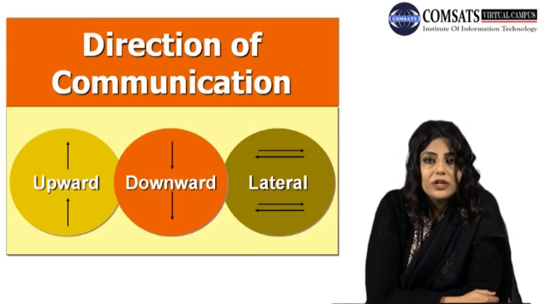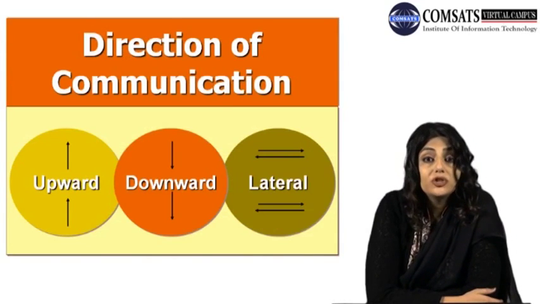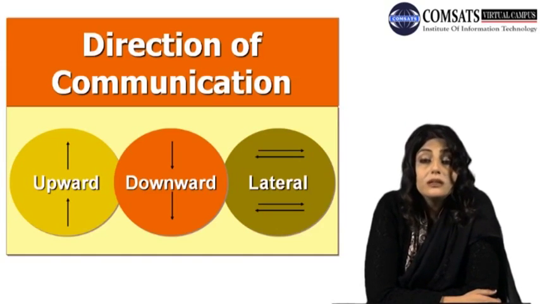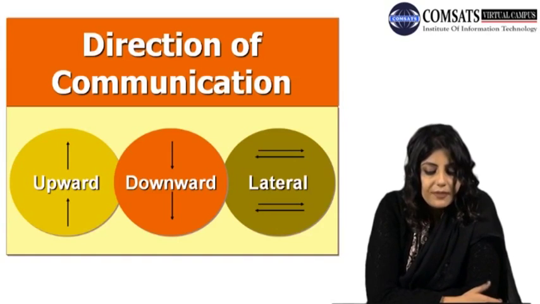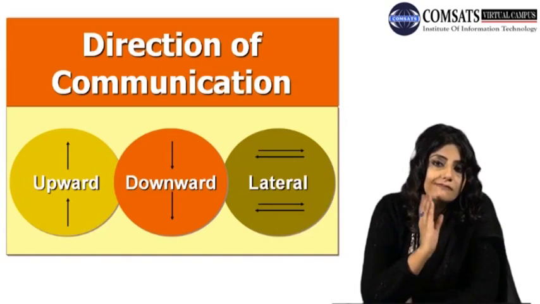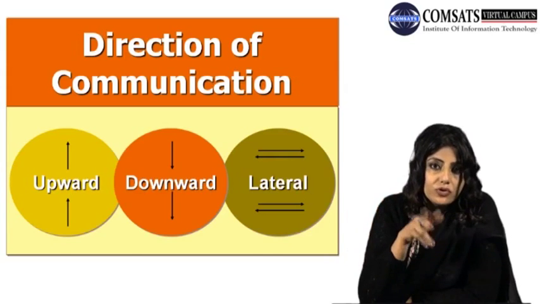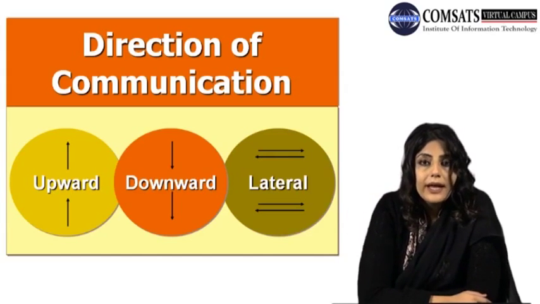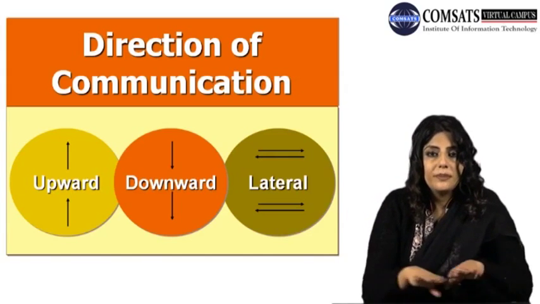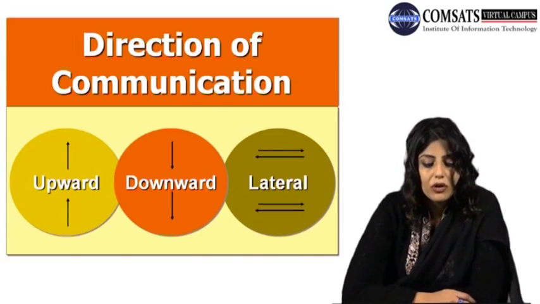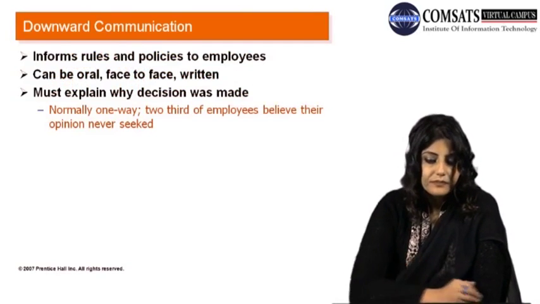Now, the direction of communication, in what direction communication takes place in the organization. So it can take three different directions. It can be upward communication, which is going upwards. It can be downward communication, which is down the line or with your juniors in the hierarchy, and it can be lateral communication, which is at equal levels. So let's have a detailed discussion on all these three different directions of communication.